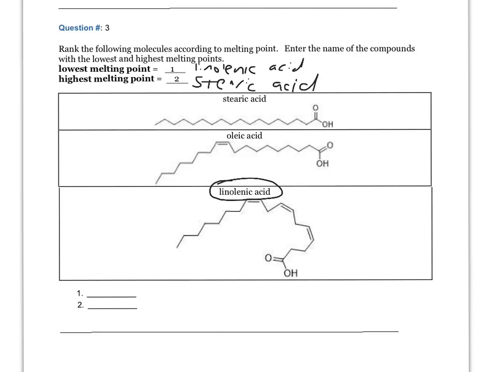Stearic acid is a saturated fatty acid. There are no double bonds in the hydrocarbon chain. So this portion, no double bonds. That's why it's saturated. Both oleic and linolenic acid have double bonds in the hydrocarbon chain and are unsaturated.